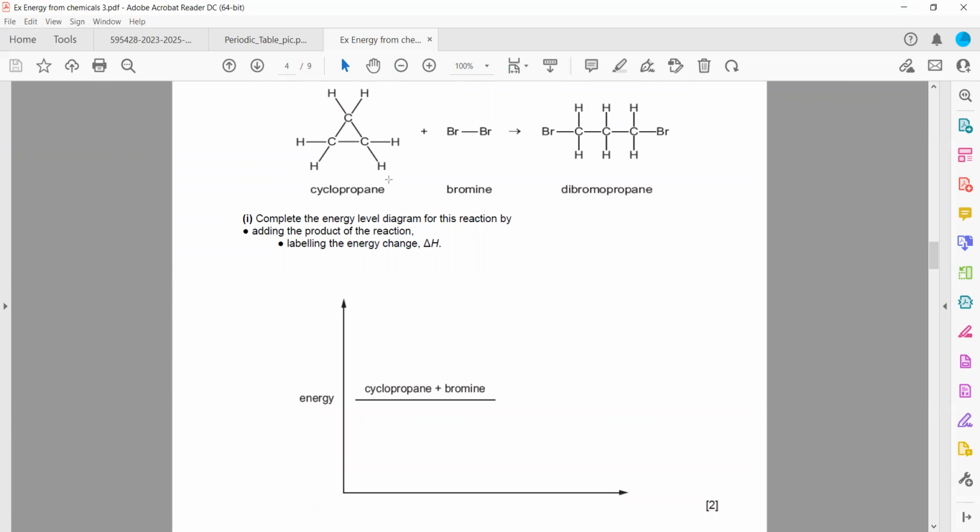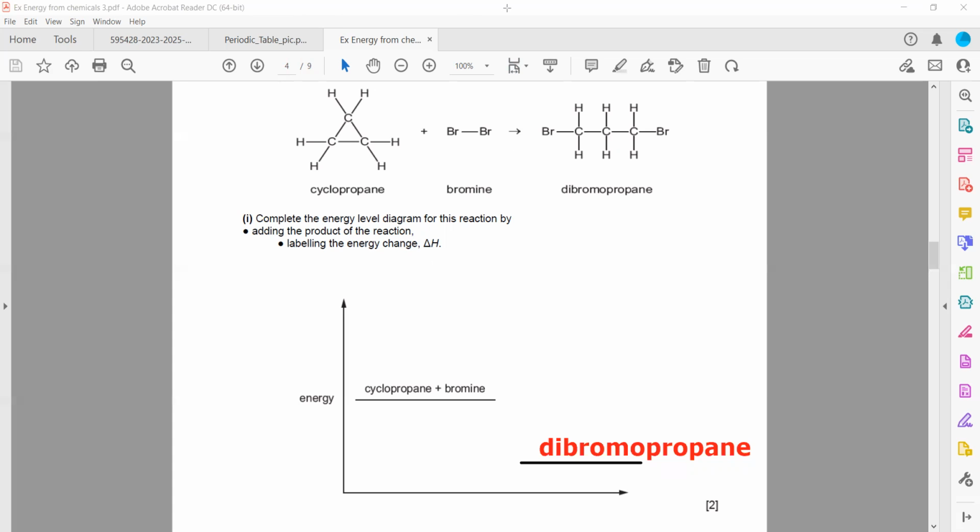When we show the position of the product, dibromopropane, it should be below, because the reaction is exothermic. If the reaction is endothermic, like if the same question said the reaction is endothermic, then we would draw that above. And because they give the name, we don't have to write a formula, we will write the name of the product, that is dibromopropane. Then we add the product and label the energy change.